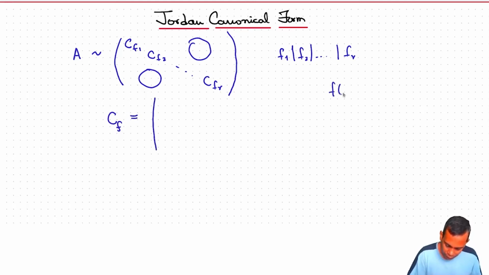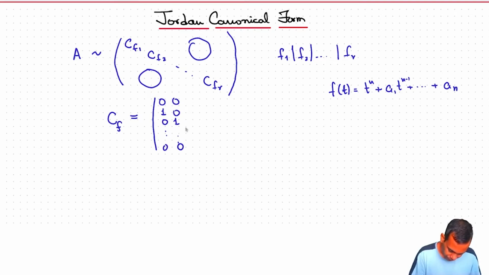If f of t is the polynomial t to the n plus a1 t to the n minus 1 plus ... plus an, then CF is the matrix which, firstly, has ones just below the diagonal. It's an n by n matrix. And in the last column, you have the negatives of the coefficients of f, so you have here minus an, minus an minus 1, up to minus a1.